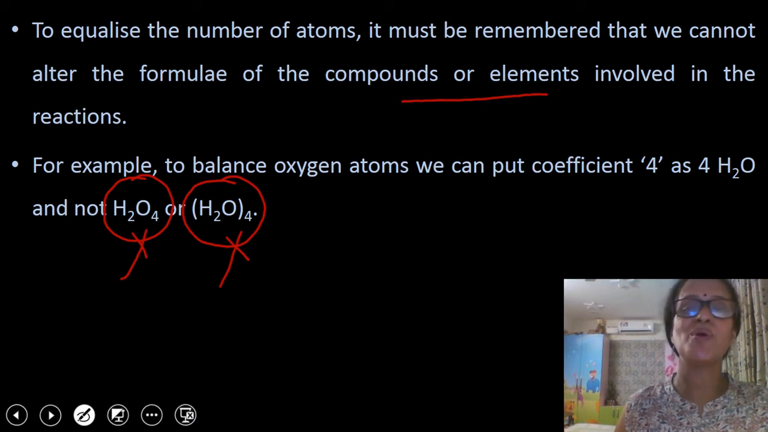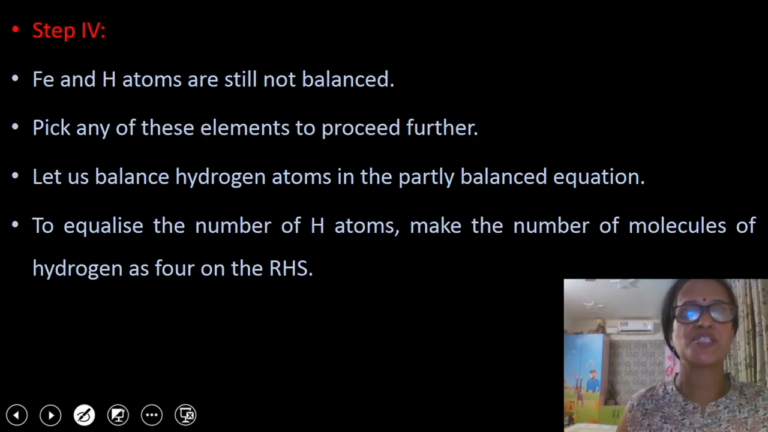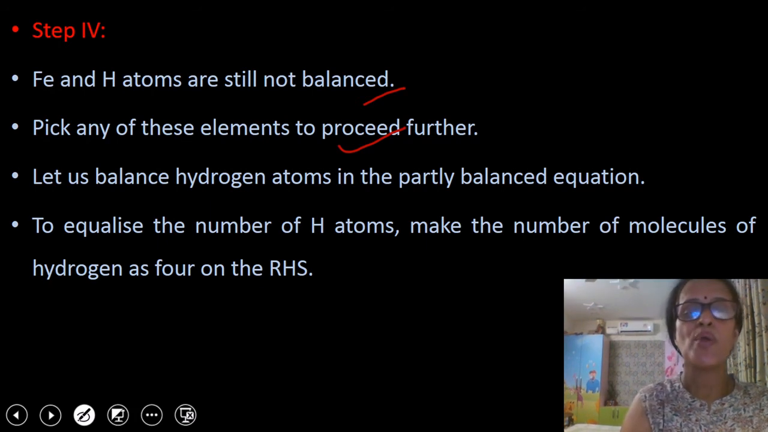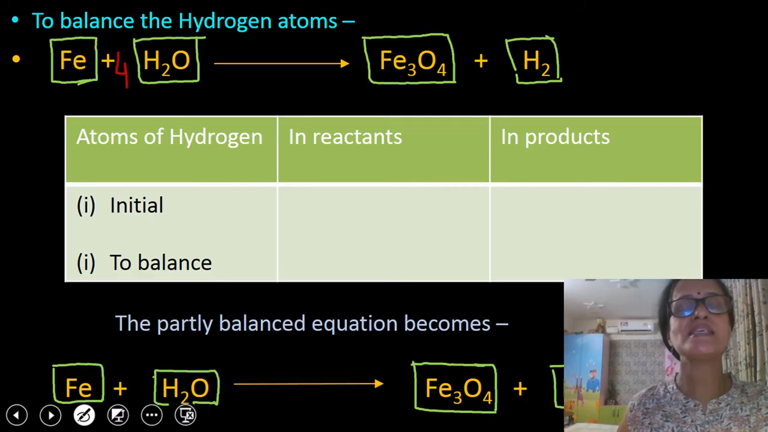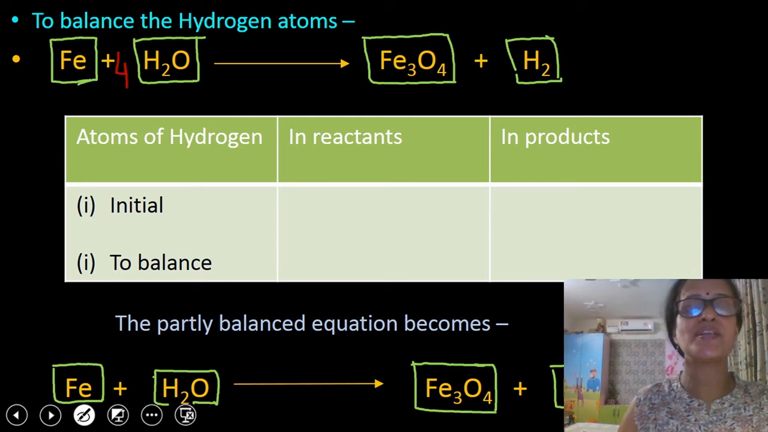Initially you can draw boxes around the symbols of elements and compounds, but once you become confident, there's no need to draw boxes. You can balance the chemical reactions directly. Now next step. Iron and hydrogen atoms are still not balanced. You can pick up any of the elements to proceed further. We are selecting hydrogen atom for balancing. For balancing hydrogen atoms, let's count the number of hydrogen atoms in reactant and product side.